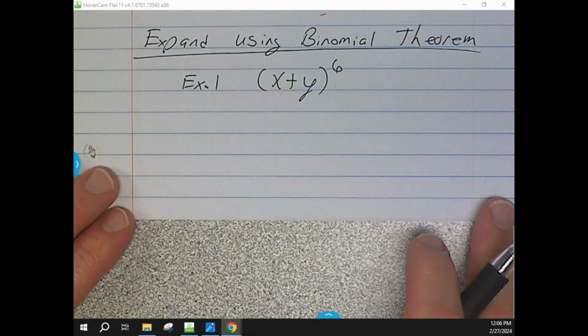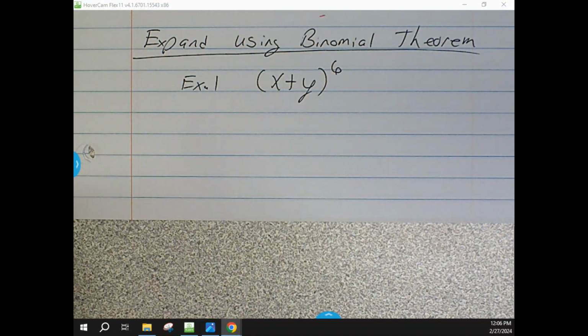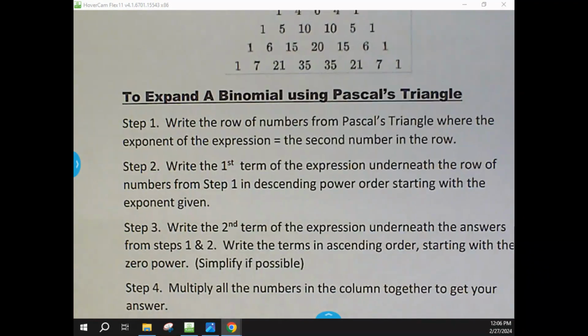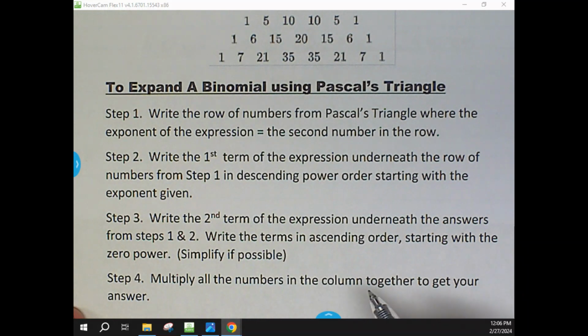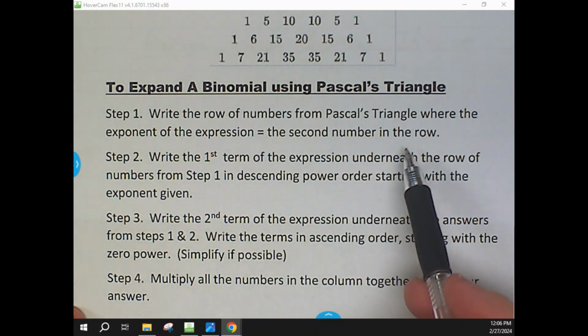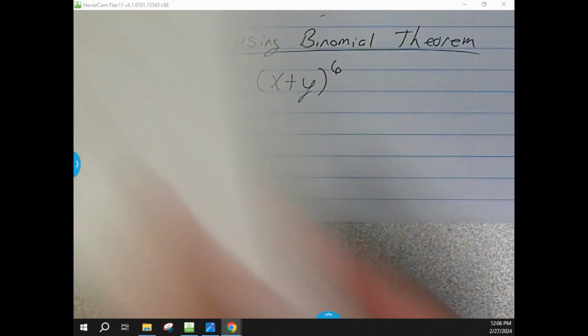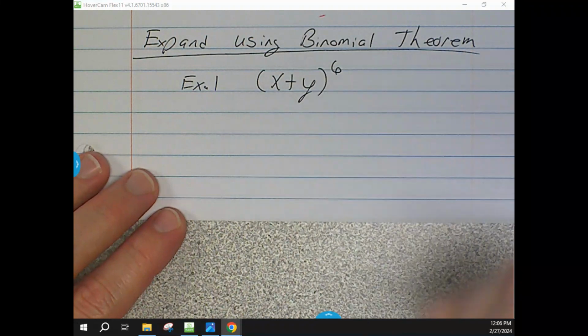Okay, now again, I do not want you to do the full method over and over and over because that will take you forever. You're not going to be very happy and you're just going to quit, because nobody's going to like that. So here's where we're going to use this handout we've got. It says the very first thing we're going to do is write the row of numbers from Pascal's triangle where the exponent is the same as the second number in the row. So for this one, our exponent is 6.